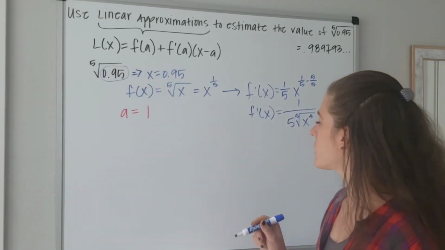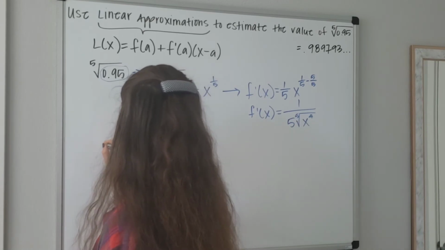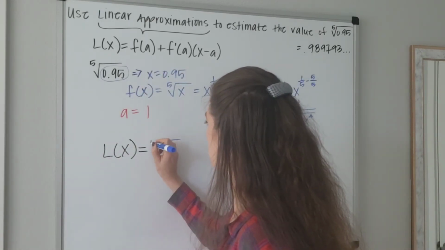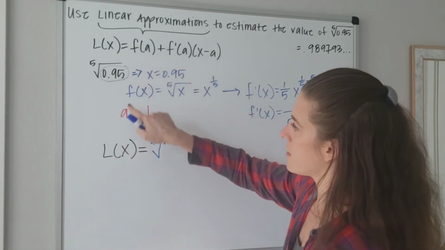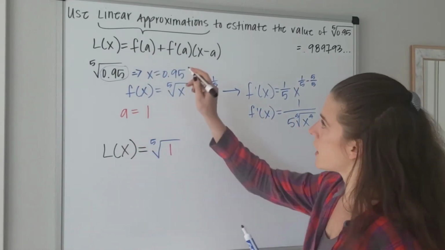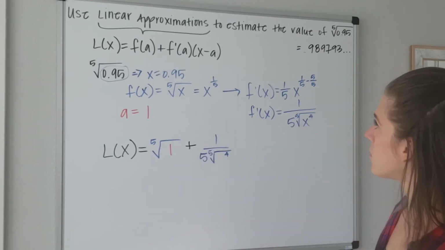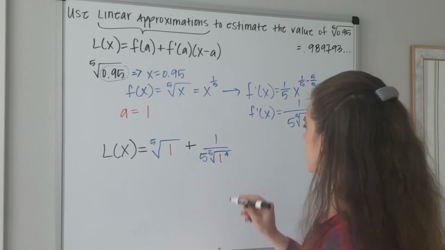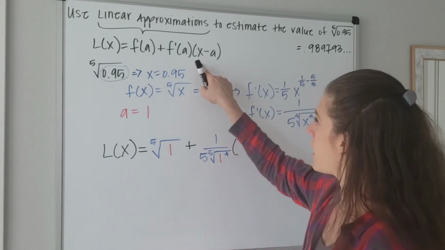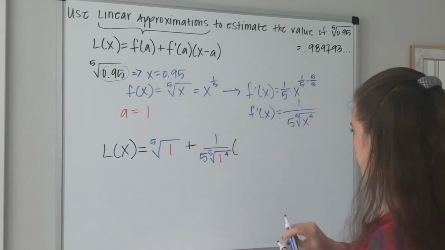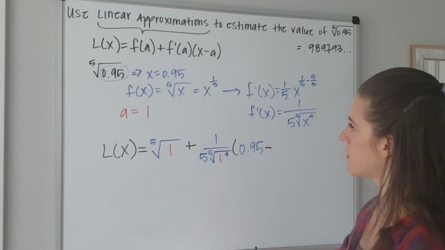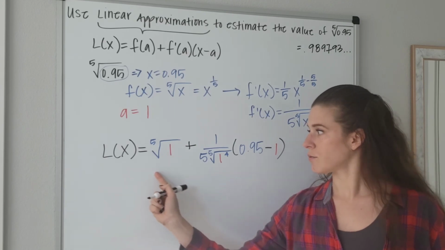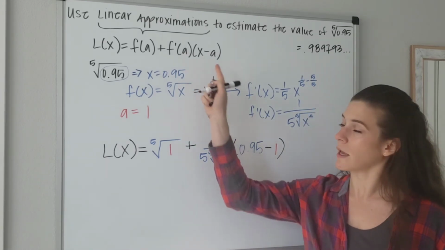Okie dokie. So let's plug all this in. We have L of x equals our f, which is the fifth root of a. So we're going to plug in 1 here, plus the derivative of a. So we're plugging in 1 here. And then that's going to be times x, which we know is 0.95, minus a, which we know is 1. You betcha. So this is really the setup here using that equation.